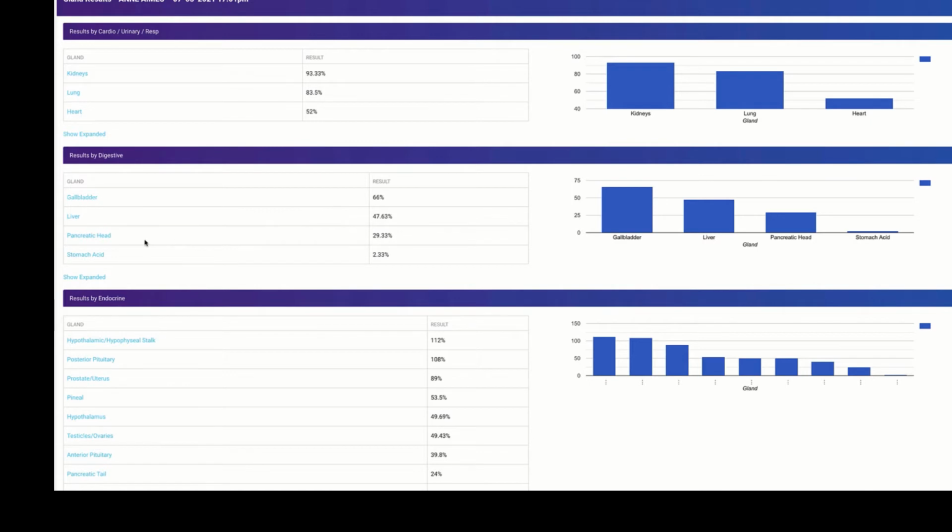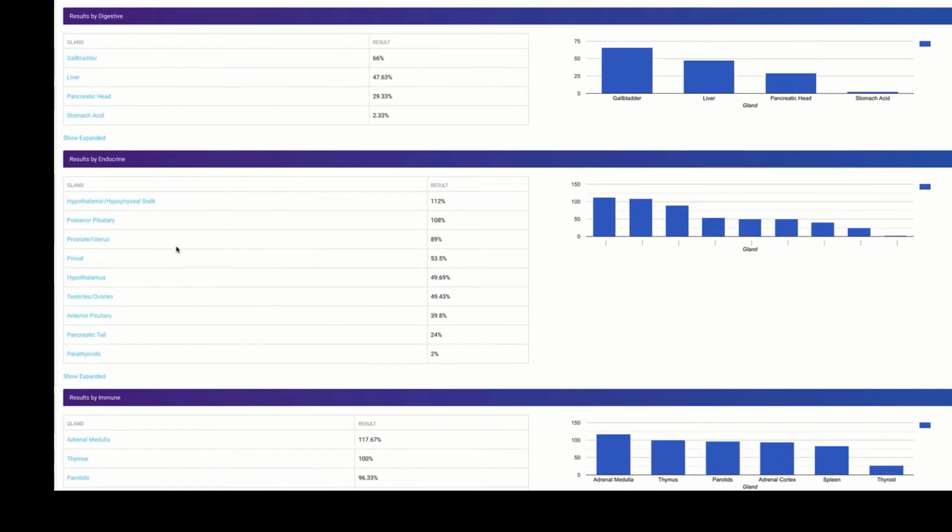Now you can see there's not much going on with the pancreatic head, but we get down into the endocrine functions. You can see she's having problems with her pituitary, she's having problems with the uterus, she's having problems with the pineal, she's having problems with the ovaries. So she's having a lot of weakness in these areas.